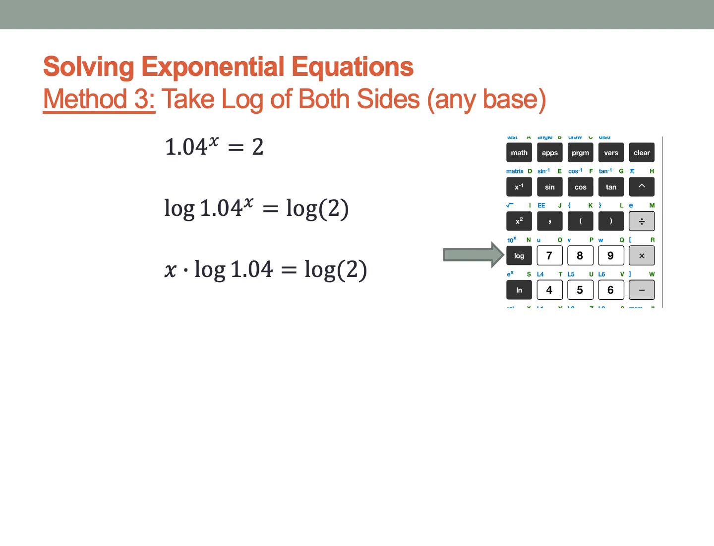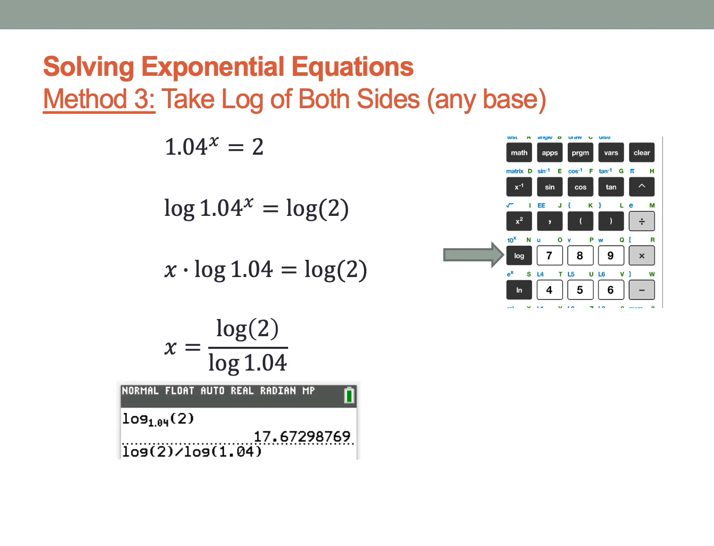Now, log of 1.04 and log of 2 are numbers, because there are no variables in those. So you type them in the calculator and you get these gross numbers. So what we're going to do is isolate x by dividing both sides by log of 1.04, and we get x equals log of 2 over log of 1.04. And then we just type that in our calculator.